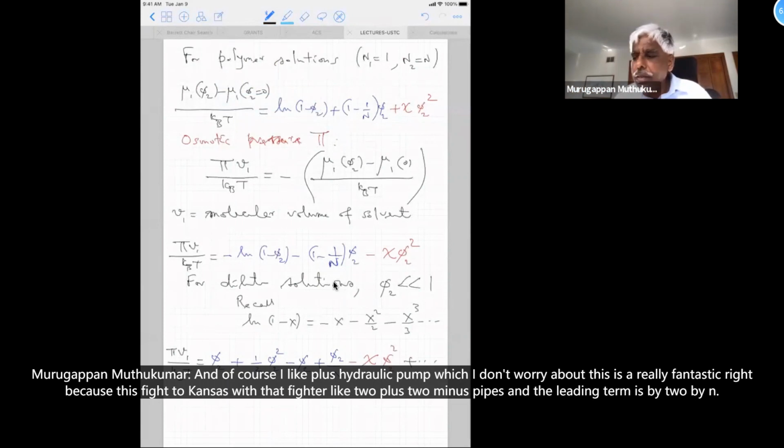This is really fantastic, right? Because this phi 2 cancels with that phi 2: phi 2 plus phi 2 minus phi 2. And the leading term is phi 2 by n.